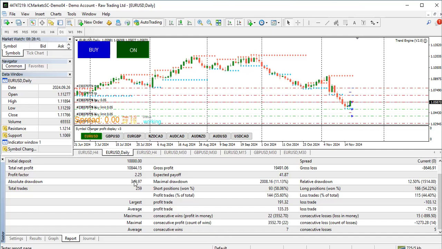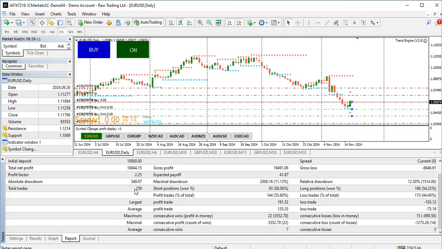But if you are looking at the absolute drawdown, that was if we started at that day, what was the maximum we went below our initial balance? That was 349. All right, so the absolute drawdown was 349. So we went to about 9,600 and something, because this is a 10K initial deposit. So that's a 3.5% absolute drawdown, if you're interested in that.